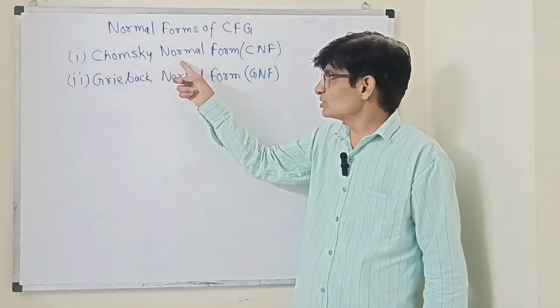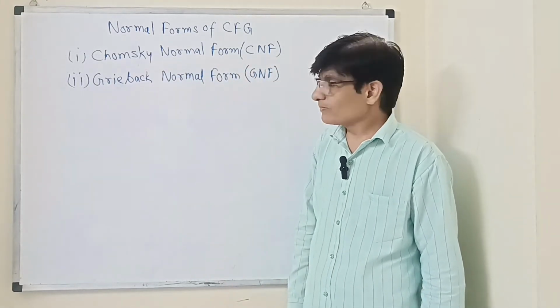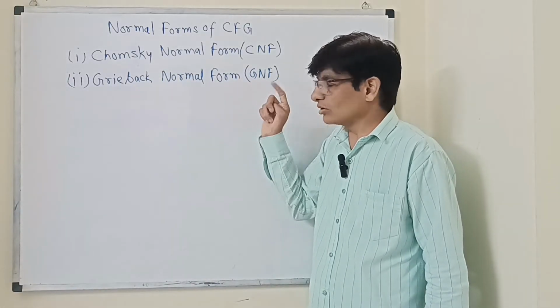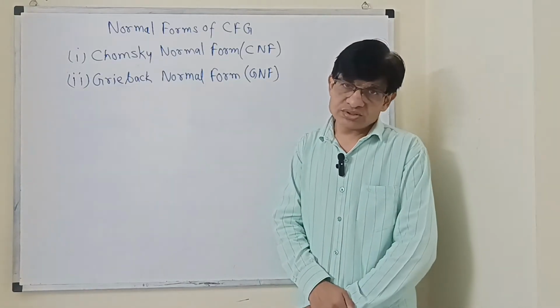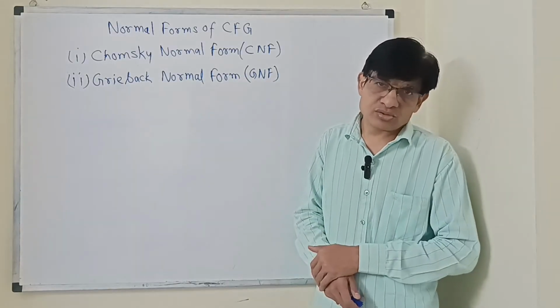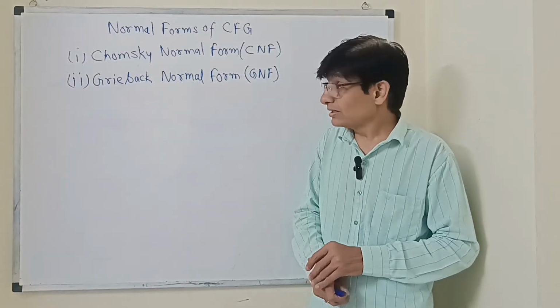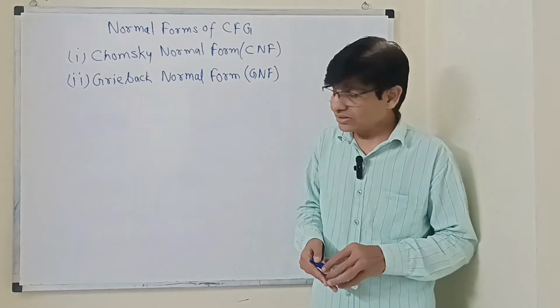There are two normal forms that are commonly used in theory of computation. One is Chomsky Normal Form, in short CNF, and the other is Greibach Normal Form, in short GNF. While using these normal forms, we can write the grammar in a specific format only. All productions of the grammar will be in a specific format, and we will discuss these formats one by one for each type of normal form.